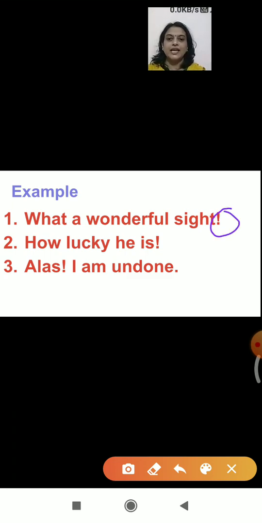The second one. How lucky he is. Again, you are happy. You are showing joy, right? So here you have the exclamation mark. Then the third one. Alas, I'm undone. So alas here is an interjection, right? Here again you can find the exclamation mark given. So this is also an example of an exclamatory sentence.